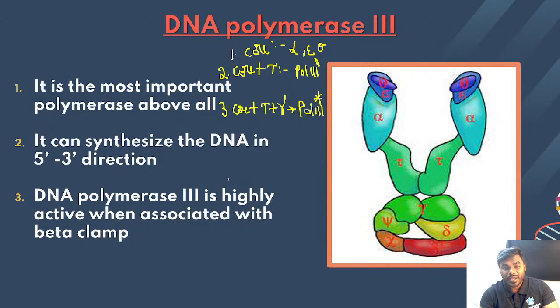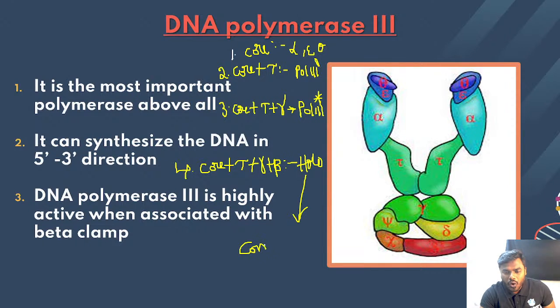Then when you have the complete polymerase enzyme, when you can call it the holoenzyme, when there is a core enzyme, tau dimer, gamma complex plus beta clamp, all together, then you can call it, friends, DNA polymerase 3 holoenzyme. What do you mean by the word holoenzyme, friends? Holo means a complete enzyme. Very simple point.